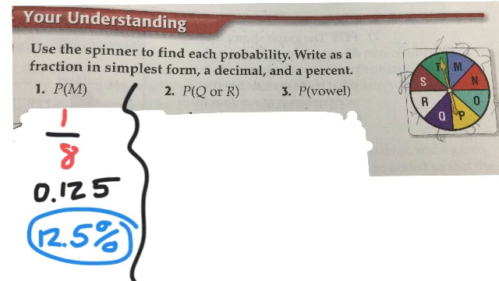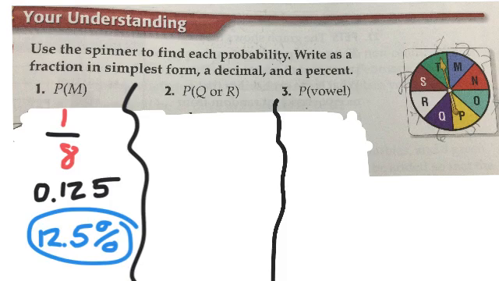Are we ready to do 2, or do y'all need a second to work 2? Pick a number 1 through 6. It's 6. Well, that's okay. We're going to work it out now.